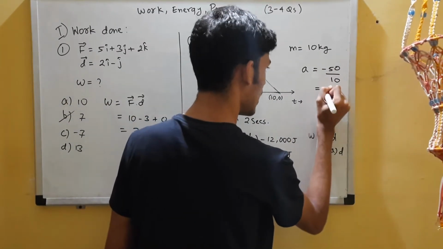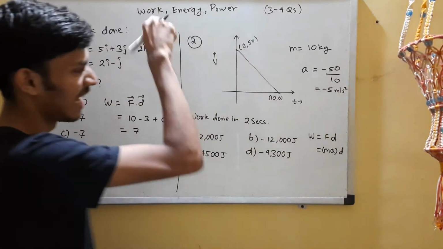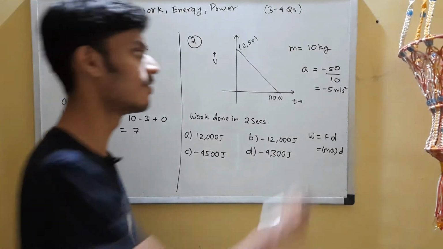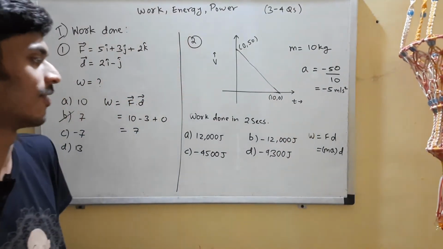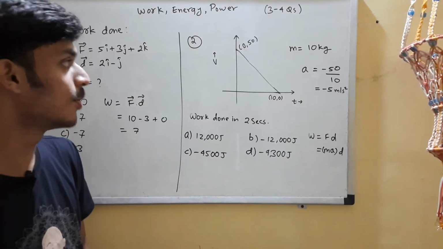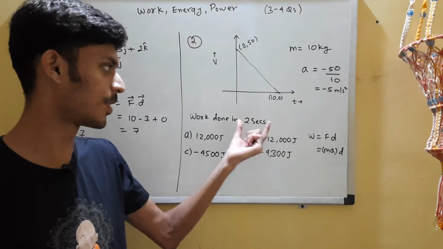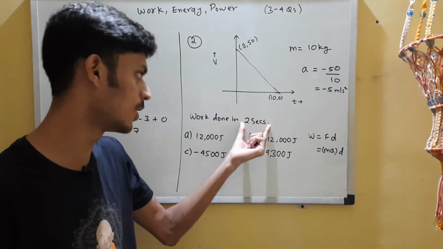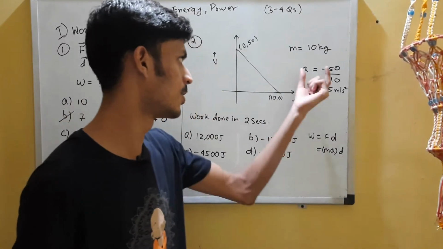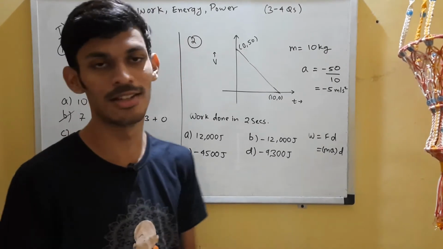So your acceleration is -5 meters per second squared, right? You can see the slope is negative, so the acceleration should be negative. You have your acceleration, you have your mass, and you are just supposed to find the displacement in 2 seconds. Once you find the displacement in 2 seconds, substitute it over here with all the other values, and then you'll get the work done.